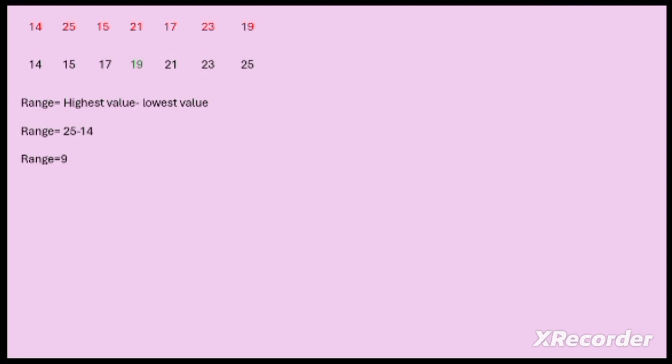Now how are we going to find out the range? We will subtract the lowest value from the highest value. Our highest value is 25 and our lowest value is 14. So simply just subtract the number 14 from 25. So the range of the data will be 9. Fine.